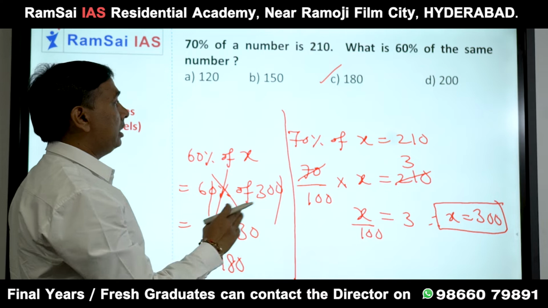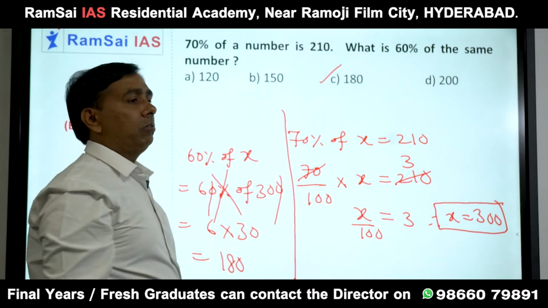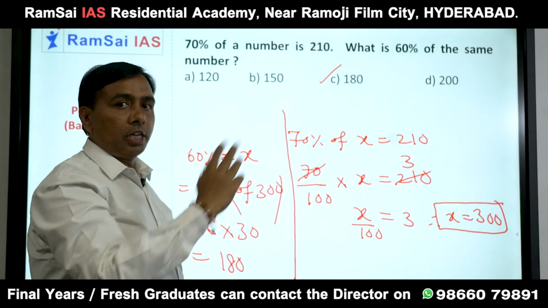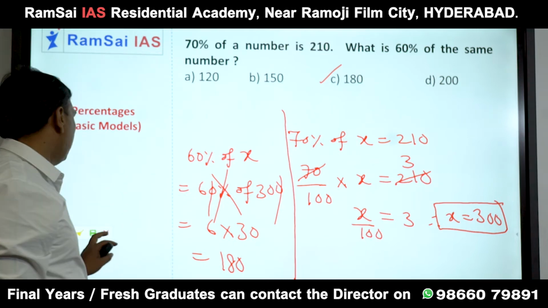Why do all this? Instead, you can say 70% is equal to 210, meaning 7 threes are 210. He is asking for 60%, so 6 threes are 180. Like that, you can simply do it.